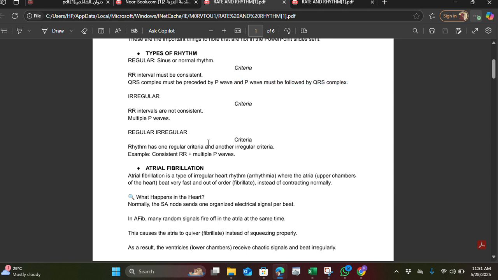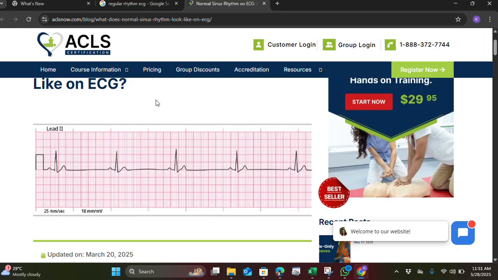Now let's move to irregular reading. Something that is not regular is going to be irregular. It's just the directly opposite. So irregular reading, the criteria for that is that the PR interval, the RR intervals, they are not consistent, and then there are multiple P waves. So let's just look at some.